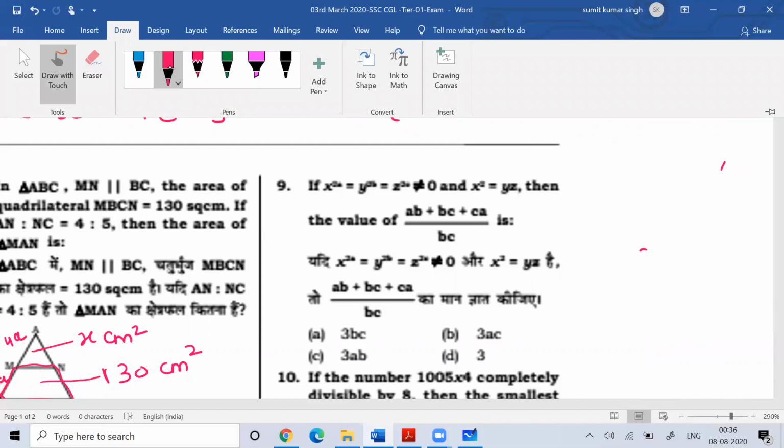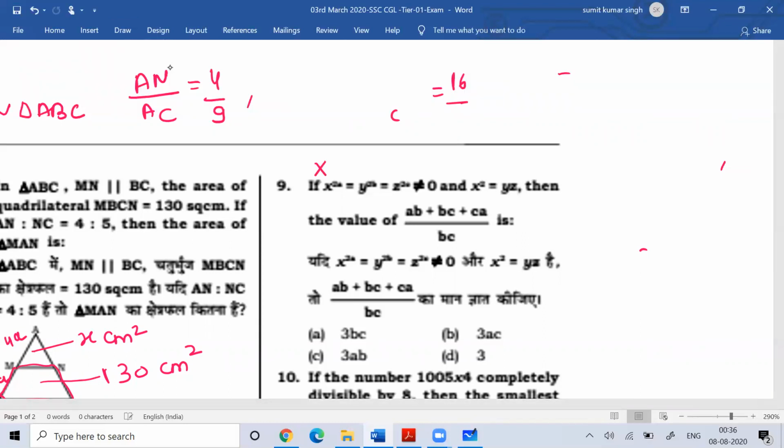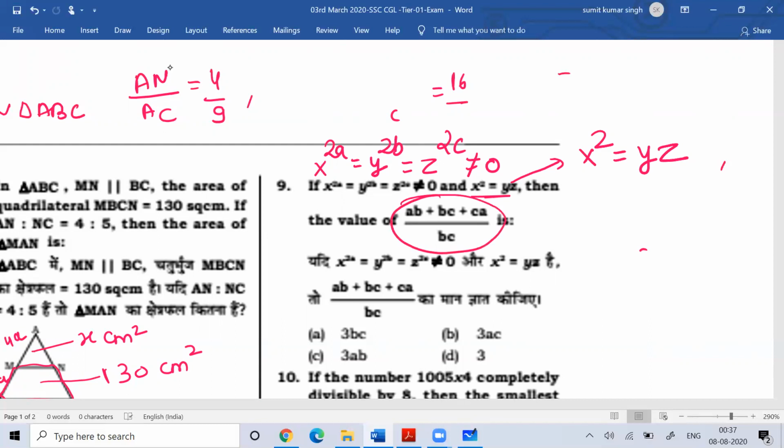If x to the power 2a is equal to y to the power 2b is equal to z to the power 2c, that is not equal to 0, and x square is equal to y into z. Then you have to find this value. I think this will be visible for you. So this is the question.